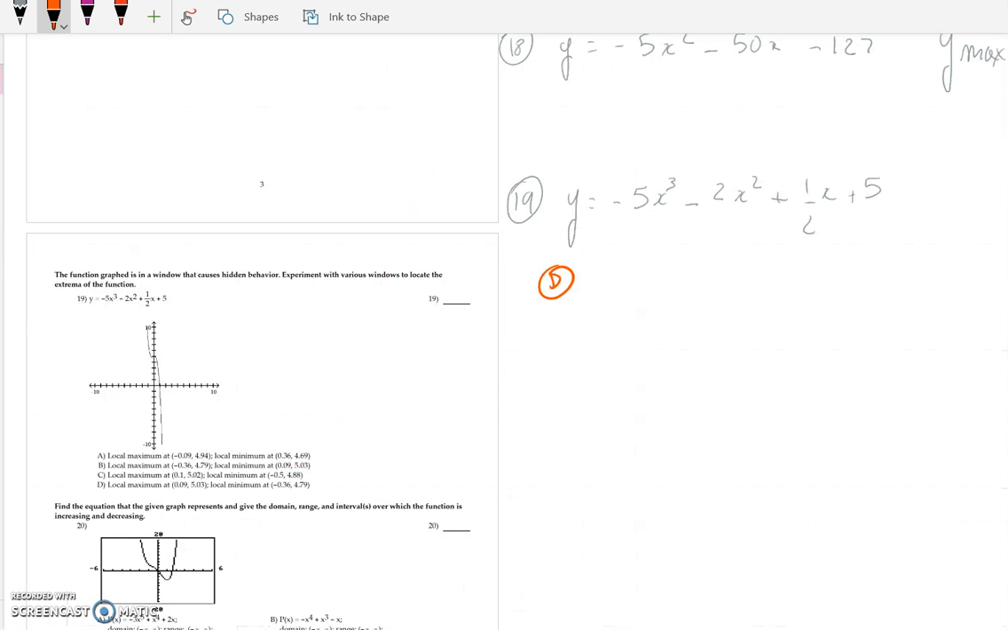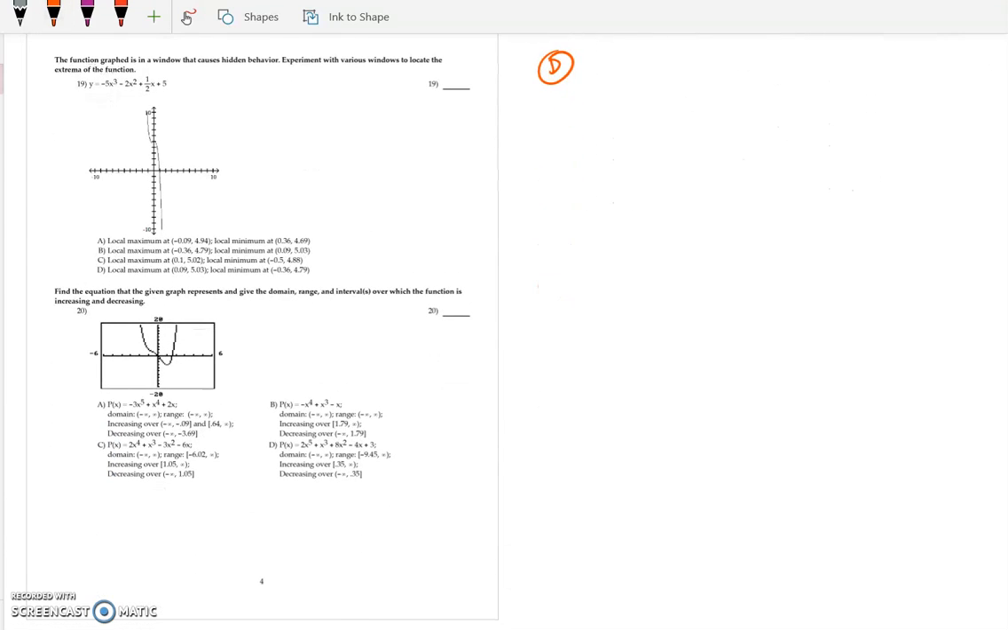So let's go back to problem number 20. In this problem number 20, what do we have? We have a graph, and basically we must find the equation that the given graph represents and give the domain, range, and the intervals over which the function is increasing and decreasing, okay? When you look at this answer, you are going to be able to say that you have P of x equal 2x^4 plus x cubed minus 3x squared minus 6x. And that is based on what you are supposed to know when you look at the graph regarding the number of maximums and minimums, okay? So the answer was supposed to be C.